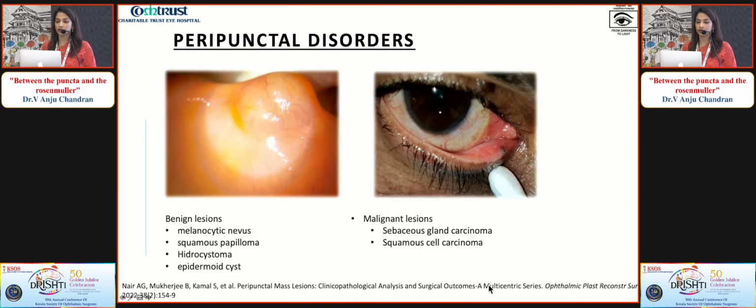Recently a colleague asked me, I saw this in a patient, what should I do about it, should I observe? So I believe that any growth that is recent has to be excised and sent for a biopsy, because it can be either a benign lesion such as a melanotic nevus, a squamous papilloma, epidermoid cyst, or hydrocystoma, and you shouldn't be surprised if you even get malignant lesions such as a sebaceous gland carcinoma, a squamous cell carcinoma, and rarely malignant melanoma as well.